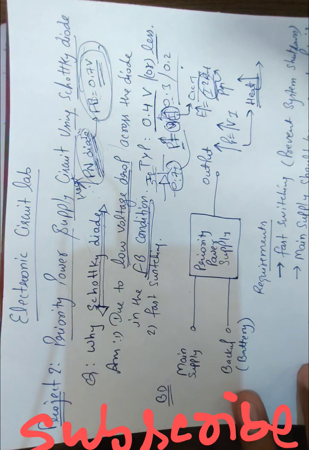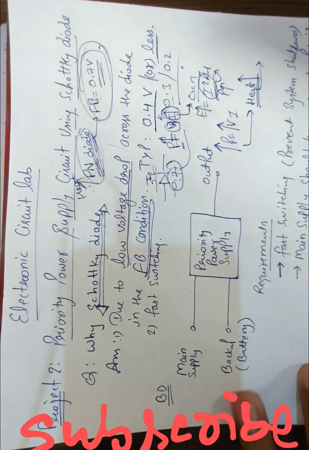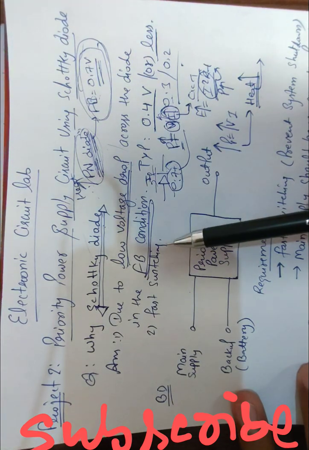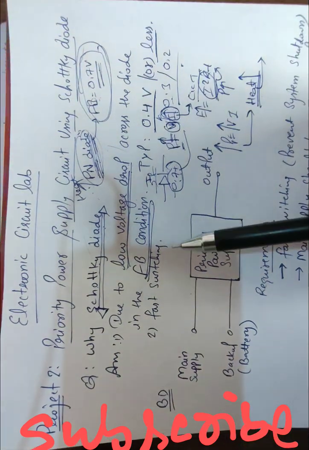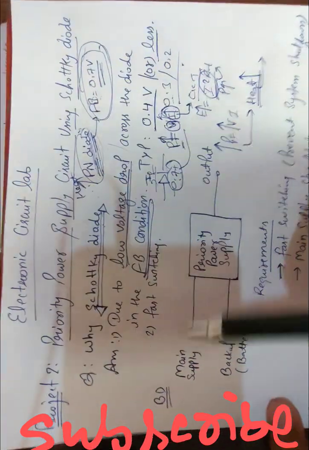Today I am going to tell you how to make a priority power supply circuit using a Schottky diode. This is our project number 2. You can also make it using some ICs, but these ICs are very costly and this is a relatively cheaper solution. But it is a reliable solution. There is no issue of reliability for this circuit.